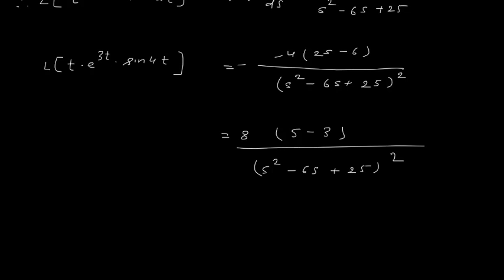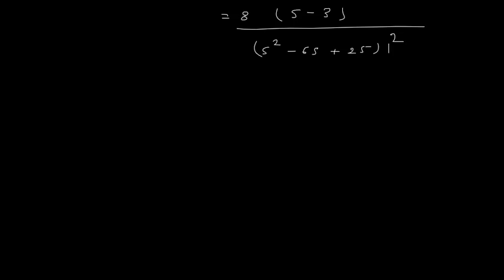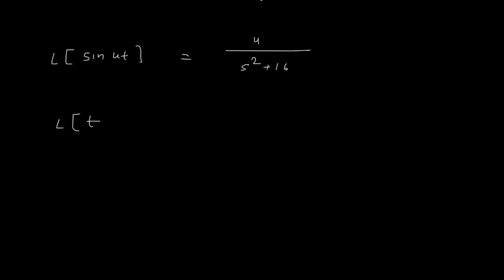Now the same problem can also be solved by using first multiplication by t and then the first shifting theorem. So again, Laplace of sin 4t is 4 upon s square plus 16. Now at this stage I will use Laplace of t into sin 4t.